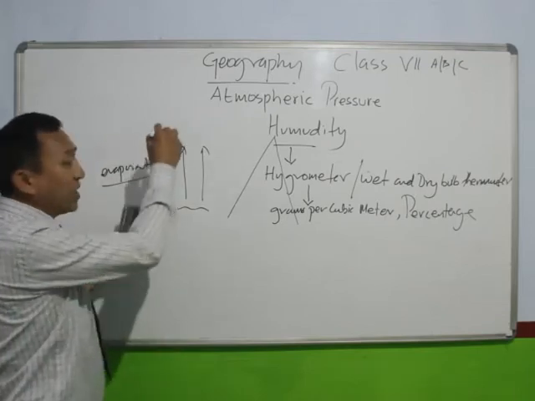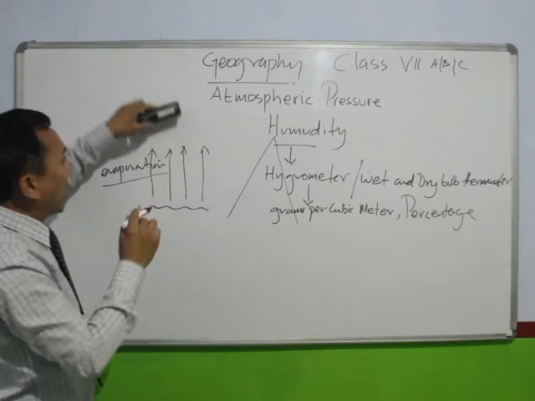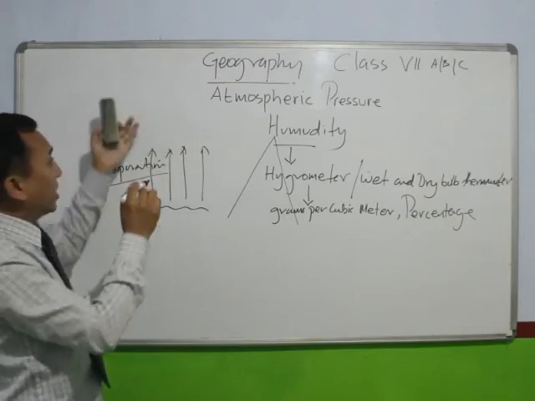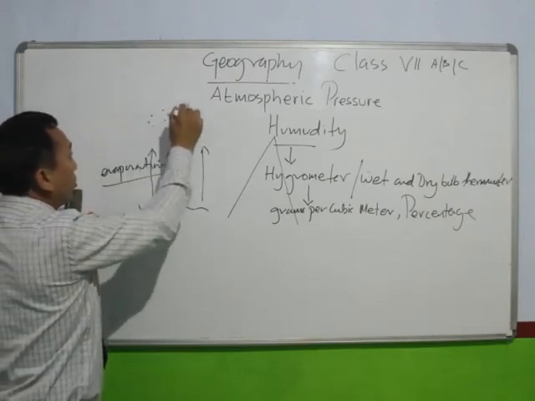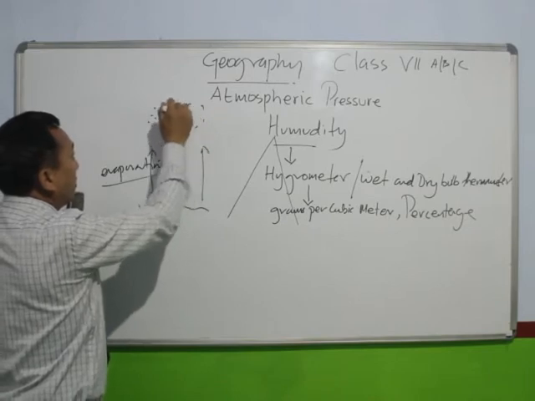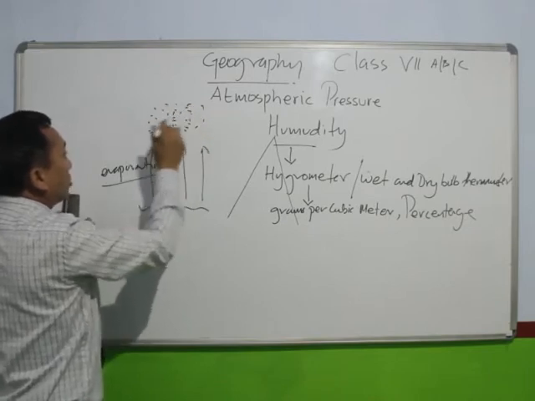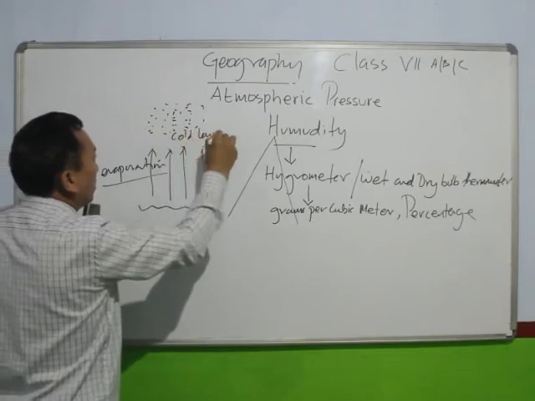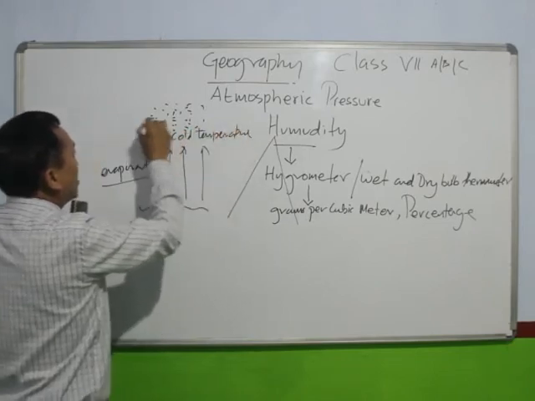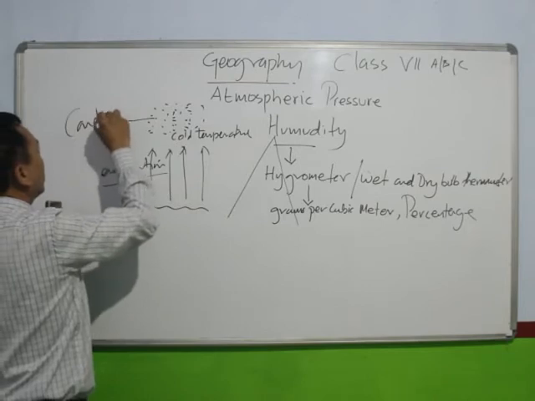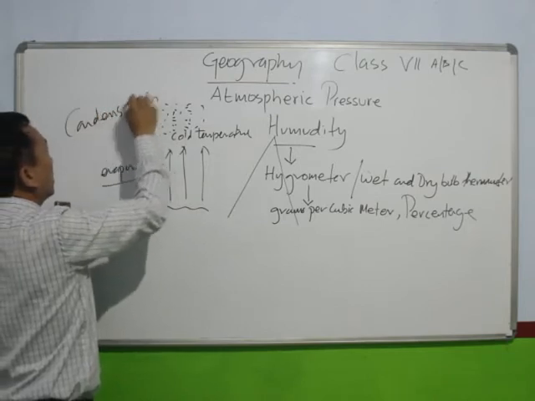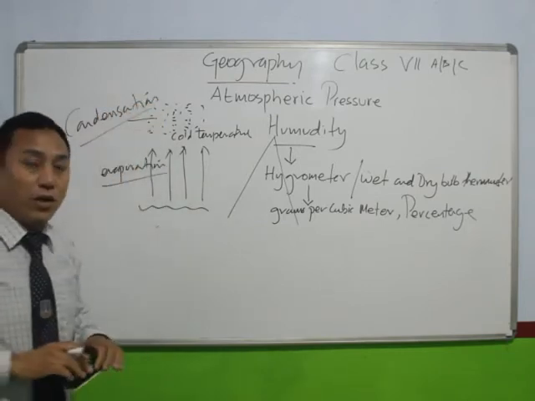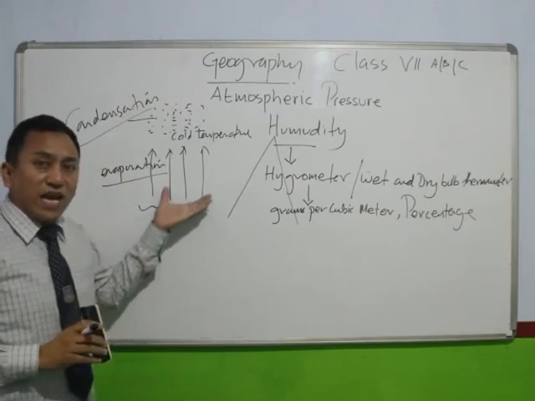Condensation. As the water vapor evaporates, what happens? It goes higher and higher up, and after some time it becomes very cold, and therefore droplets of water are formed. When these droplets of water are formed because of the cold temperature, it is called condensation. When the water evaporates, it's in the form of gas.